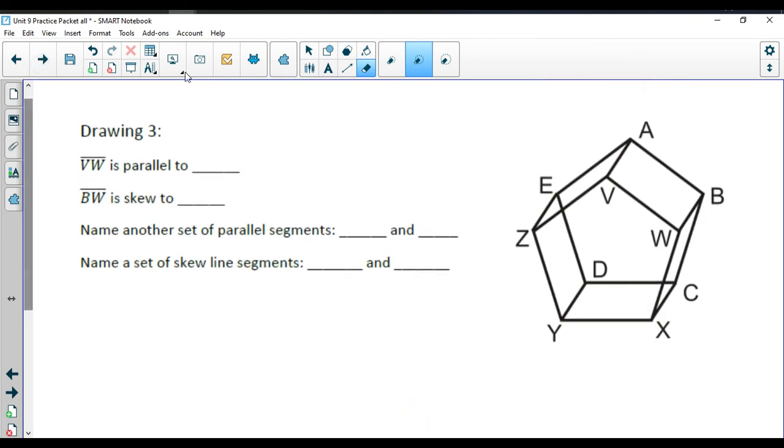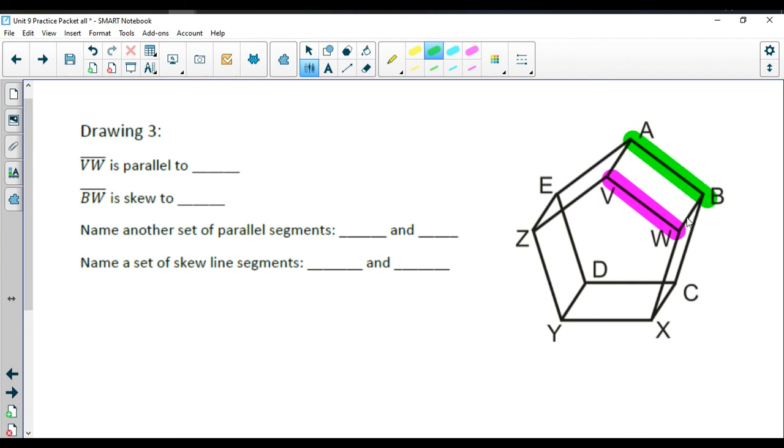In drawing number 3, we're asking for parallels first. So we have VW, which is right here. So VW would be parallel to AB. And that is actually the only one that it would be parallel to, because the others would all lie in different planes. The next question says that BW is skew to.